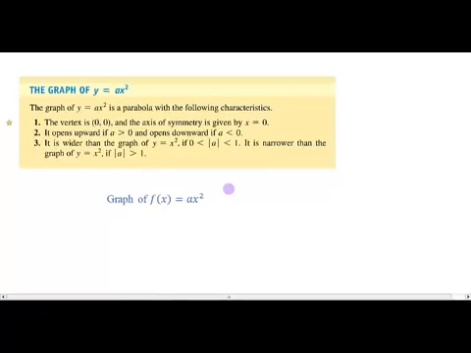It will be wider than the graph of y equals x squared if the absolute value of a is between 0 and 1, and it will be narrower than the graph of y equals x squared if the absolute value of a is greater than 1. Let's look at the graph of f of x equals ax squared.